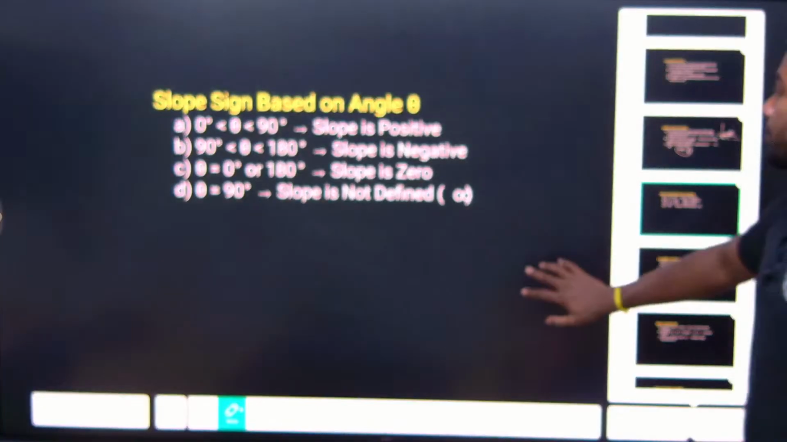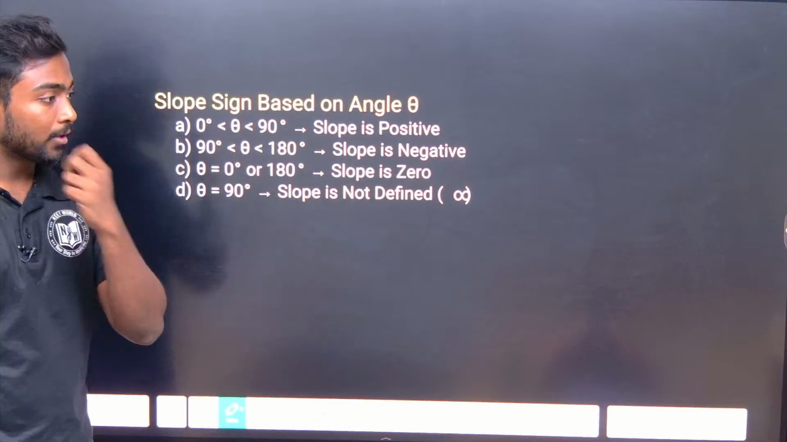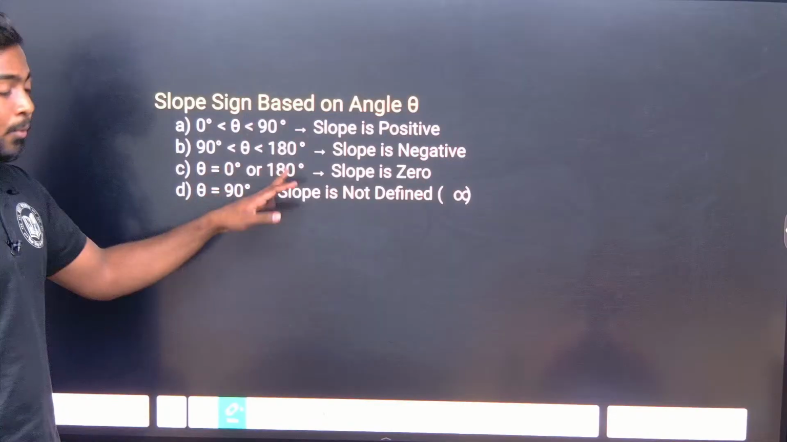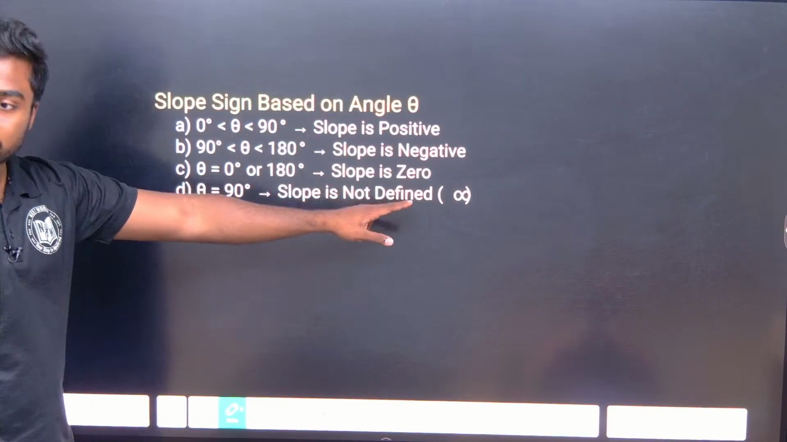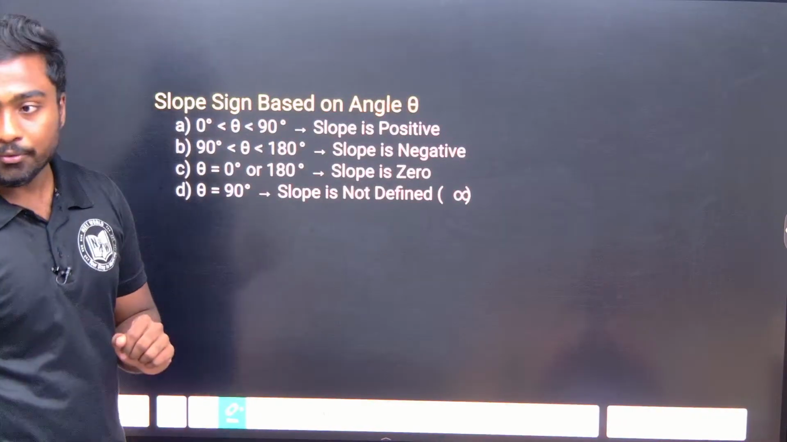Yeah. So theta between 0 to 90 means slope is positive. Then 90 to 180, slope is negative. At 0 or 180, slope is 0. And exactly 90 means not defined.